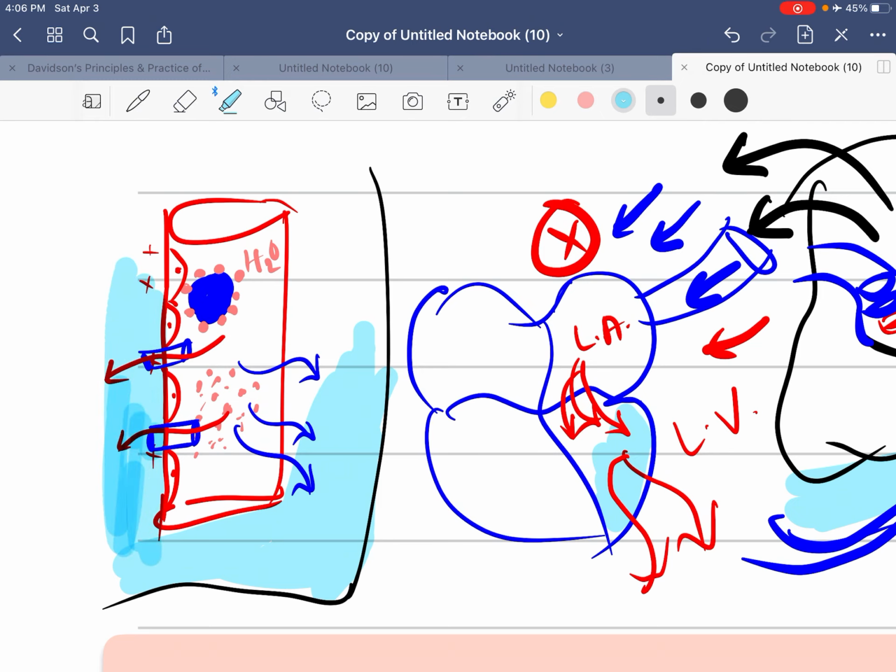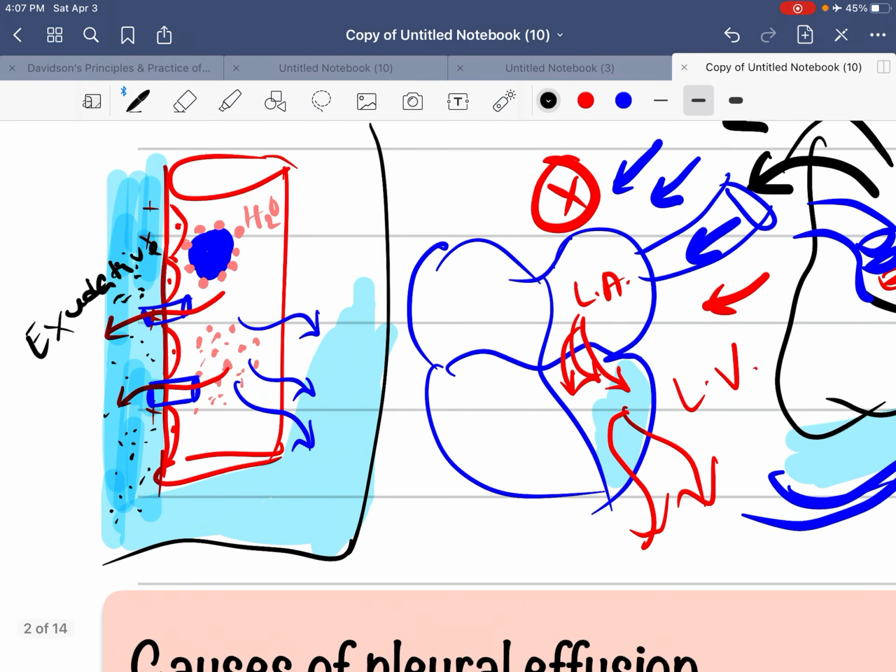So again pleural effusion has happened. Now this is somewhat more concentrated than the earlier one, that's why it is called exudative, and here the protein content is more than the previous one. And here the fluid is somewhat less thick, and the protein amount is very low or absent. This is called transudative.